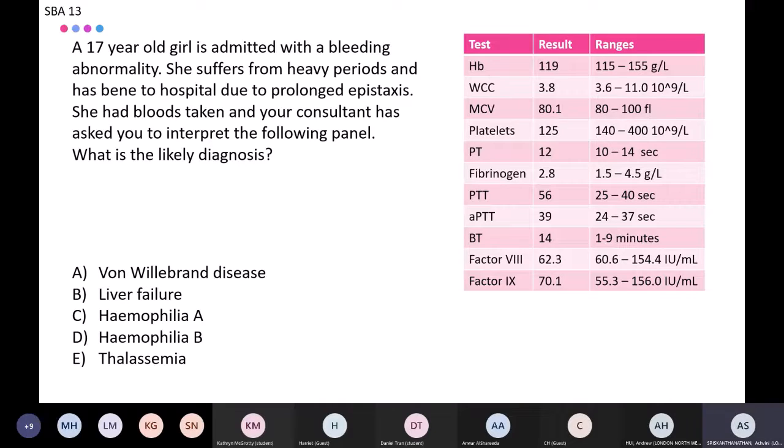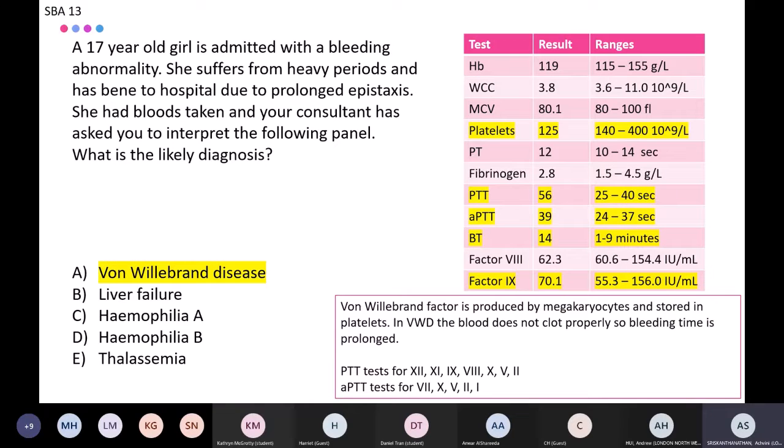I can't see any answers in the chat. I'll give you a bit more time. Okay, so loads of A's coming through. The answer is A, so von Willebrand disease.